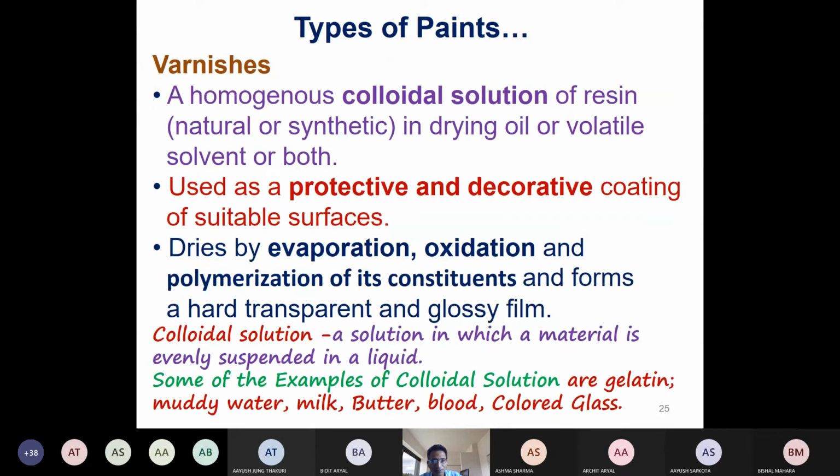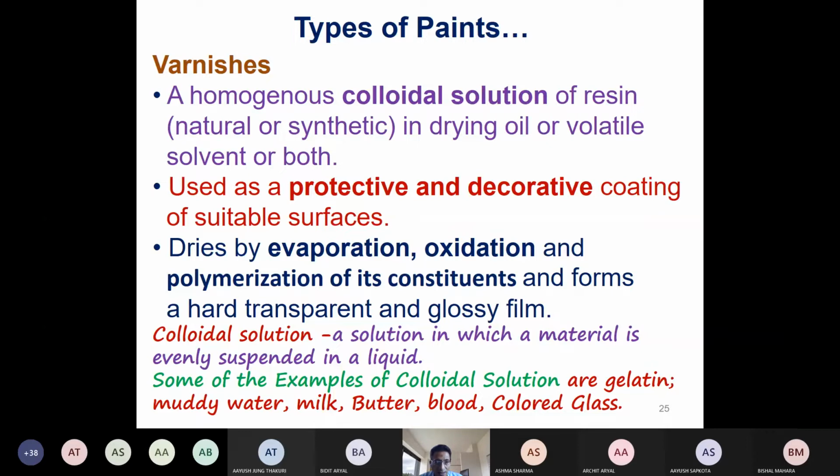Varnishes are a homogeneous colloidal solution of fresh resin. What is colloidal? The examples are milk, blood, muddy water. The components are seen but well mixed. In milk, the white particles can be seen, but the components are well mixed. Colloidal means a solution in which material is evenly suspended. In the next lecture, you will get more information about colloidal solution and suspension. 3 types of materials are there: solution, colloids, and suspension.